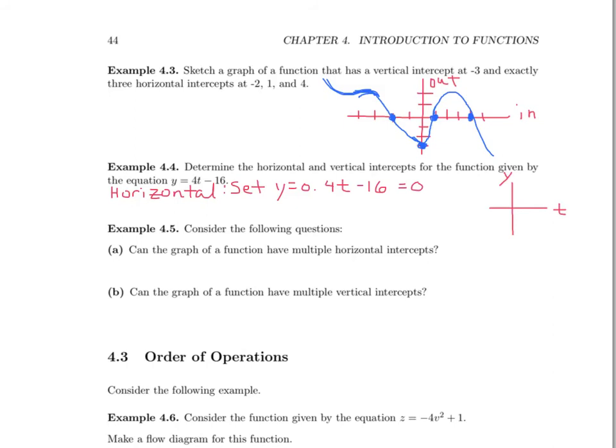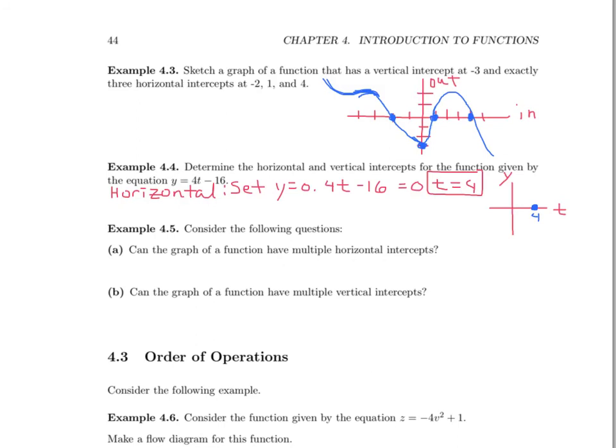So let's think. 4 times some number t minus 16 equals 0. Can you think of what t must equal? If you think about it briefly, you would arrive at the conclusion that t must equal 4. So t equals 4 is the horizontal intercept of this function. In other words, if we were to draw the graph of this function, the graph would pass through the point (4, 0) on the plane.